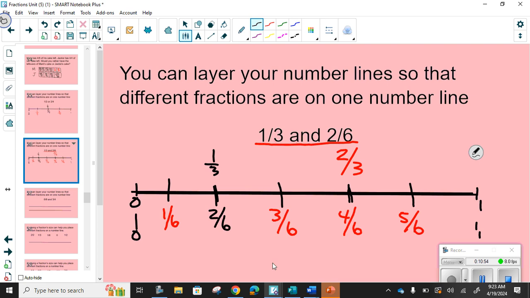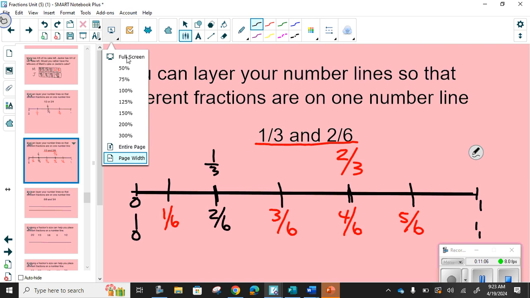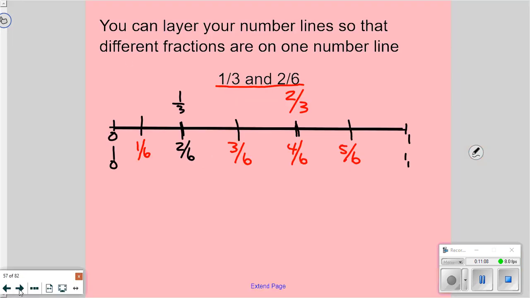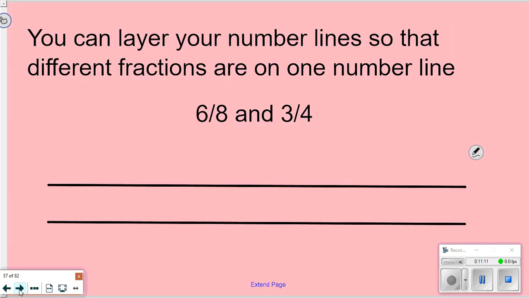So far, so good? We've got one more. Go ahead and draw your 3 number lines, because we're going to put them separate on 2, and then you're going to combine them on that last one. This time we're looking at 8ths and 4ths. Your first number line, go ahead and partition into 8ths. Your second number line, partition into 4ths. You can definitely do that part.